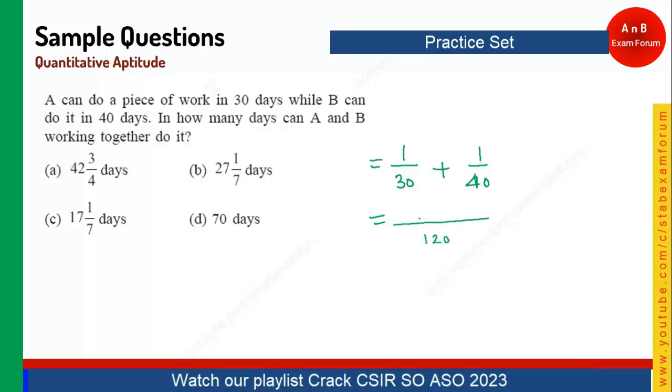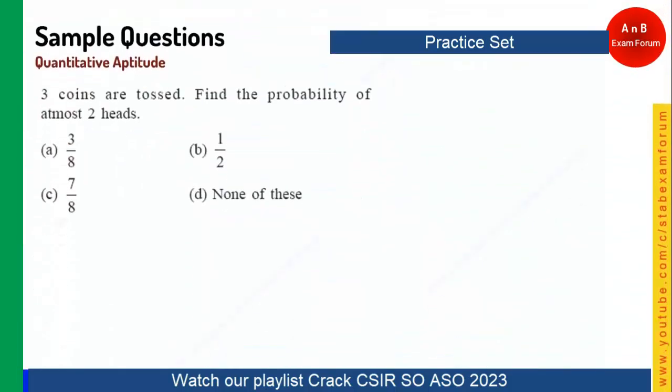120. So it becomes 4, it becomes 3, it becomes 7 by 120 will be their efficiency, and the inverse of efficiency you will get the number of days. 120 upon 7 is what? If you see, 7 7s are 49, 7 2s are 14, 15 16. I think this option B is the correct answer. Okay, so another way is also there, but this is the simpler one for this case. Okay, let's see the next question.